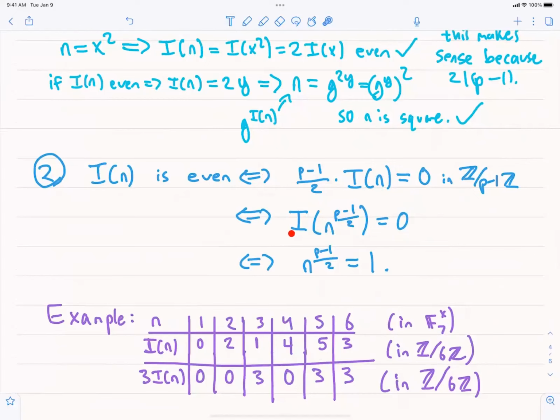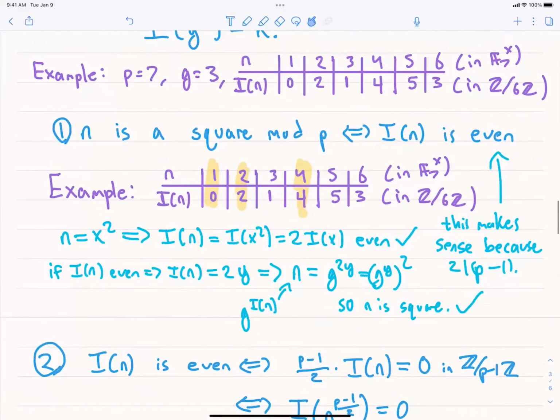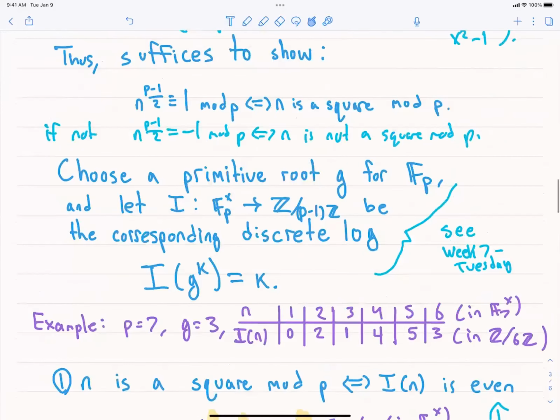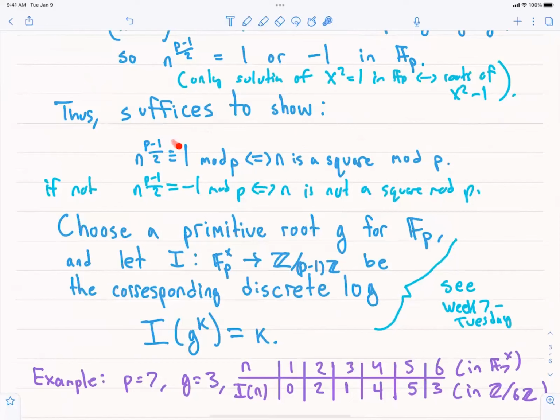That means n to the (p minus 1)/2, by the definition of the discrete logarithm, is equal to g to the 0, which is equal to 1. Okay, so in the end, I get the statement I wanted. I(n) is even if and only if n to the (p minus 1)/2 is equal to 1. And because I already had n as a square mod p if and only if I(n) is even, together I get n is a square mod p if and only if n to the (p minus 1)/2 is equal to 1, which is exactly what I was left to show.